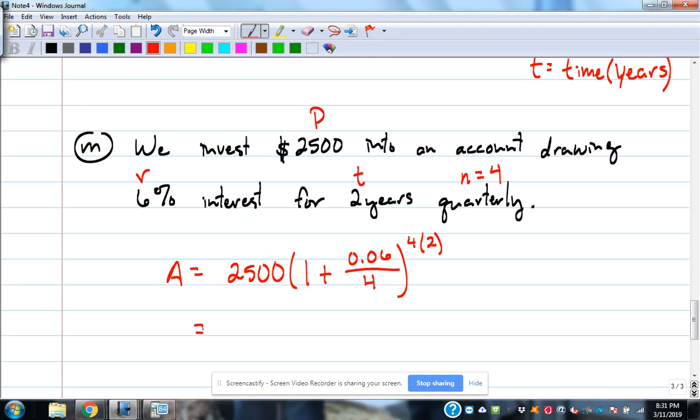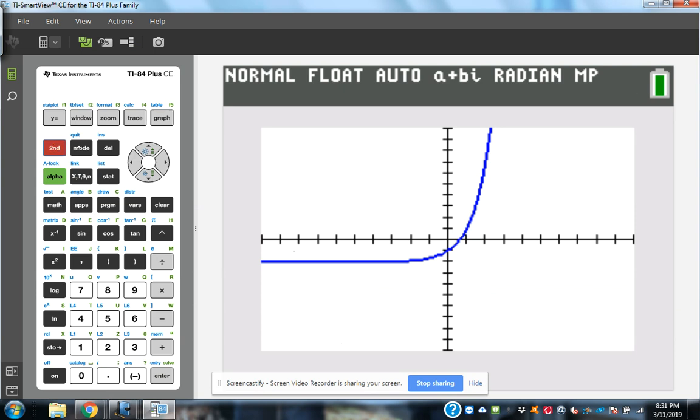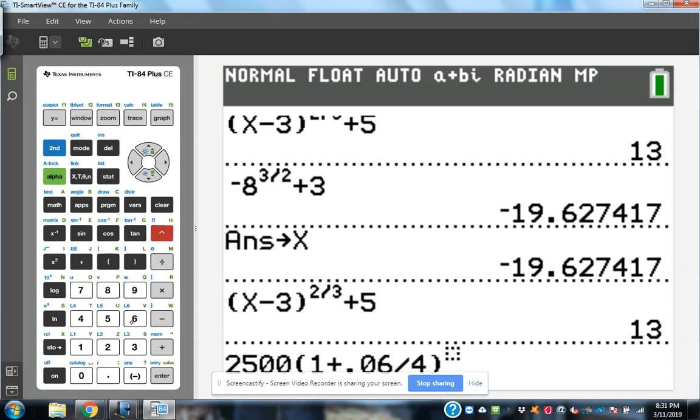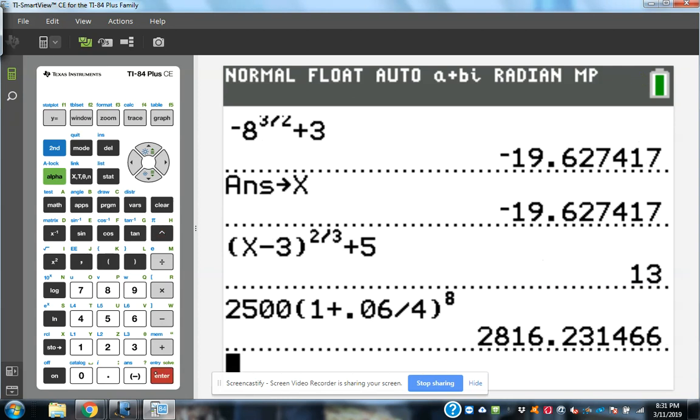So we're just cranking out that work there. I'm not even going to do it by hand. I'm going to do it with a calculator. 2,500 times parentheses 1 plus 0.06 divided by 4. Close the parentheses. Raised to the 4 times 2. I'm just going to go ahead and put 8 there because I can do that math in my head. And at the end of the 2 years, we will have gained $316.23 by doing absolutely nothing. I paid the electric bill for a month, right? That's pretty good, I think.